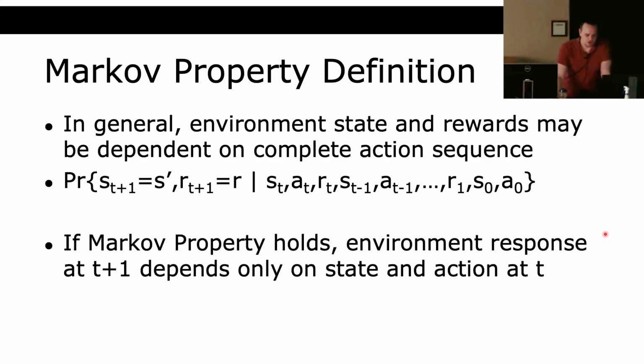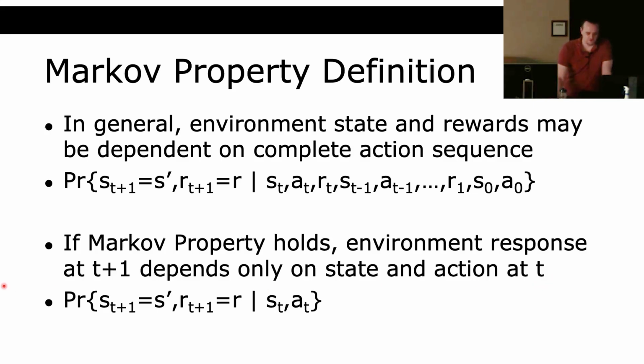However, if the Markov property holds, then the environment response at t+1, and environment response meaning whatever the state and reward is going to be, depends only on the state and action at time t, not the entire history so far. So this simplifies things dramatically by saying that the probability that the next state is S prime and the next reward is R is only dependent on the state that you are at and the action that you took. You don't need to rely on the complete action history.